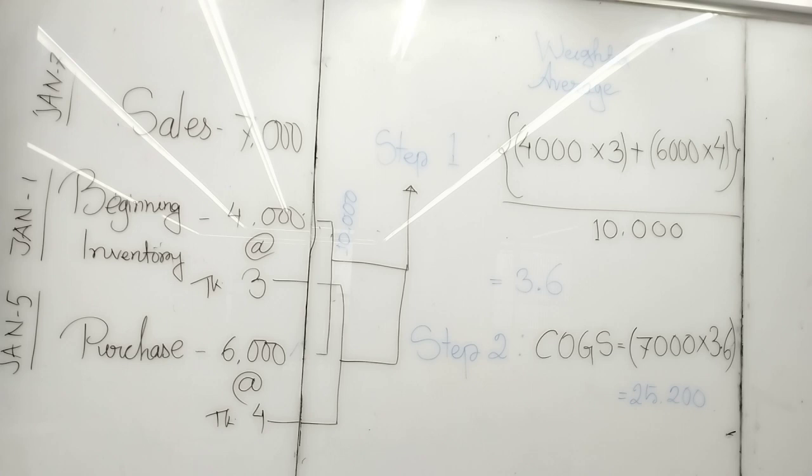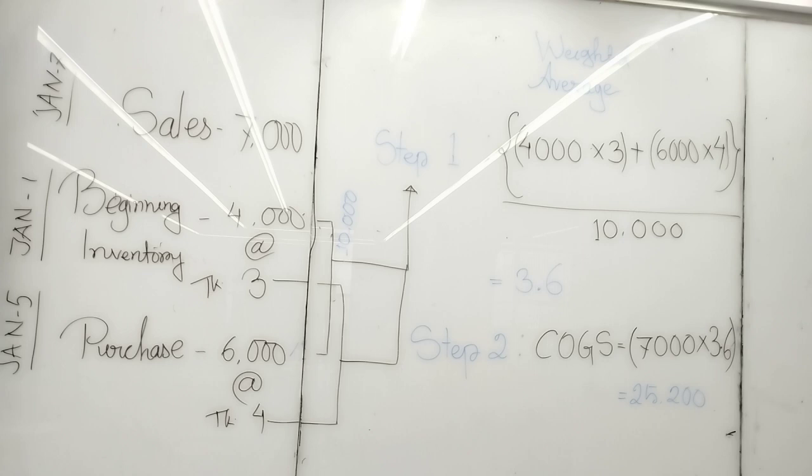What we have done here, we have multiplied 4,000 units of beginning inventory at its rate of 3 and 6,000 at 4, and then we have added that and divided by the number of total units, which is 10,000. 4,000 plus 6,000 equals 10,000. And after that we have calculated the number, which is 3.6. It is the weighted average unit rate.